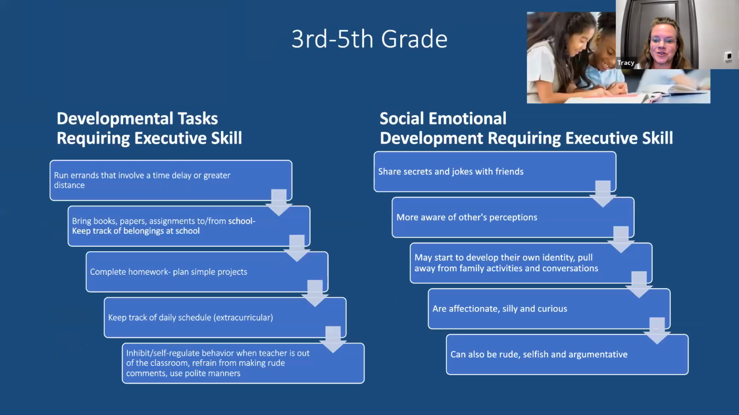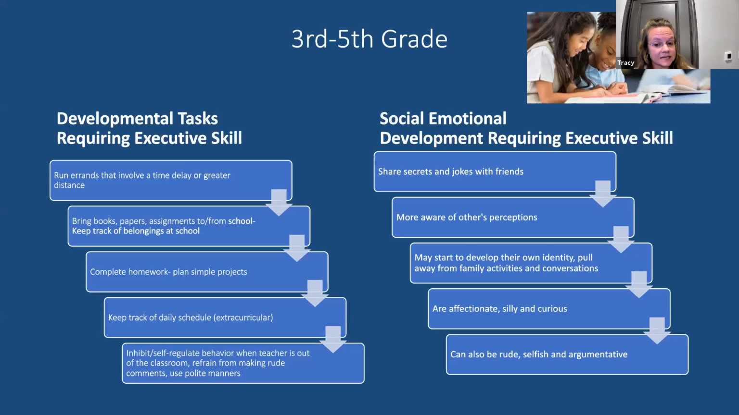Okay, then 3rd through 5th grade, you can just see the lists are going to get a little bit longer as we go through the ages, because more is expected of our kids. So the developmental tasks requiring executive skill includes running errands. We're gonna add on a time delay or greater distance. So there's a greater play on the working memory and planning on this one. We have to think about a longer time, a farther distance that you have to go. Now they have to bring books, papers, assignments to and from school and keep track of their belongings. So that organization is getting more complex.